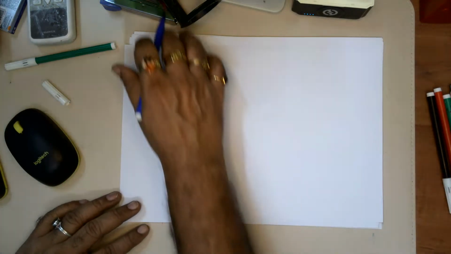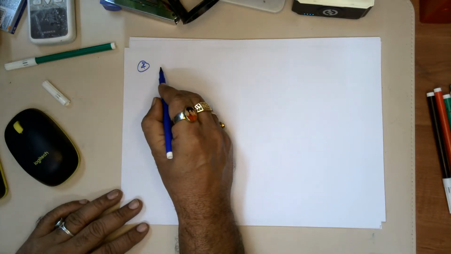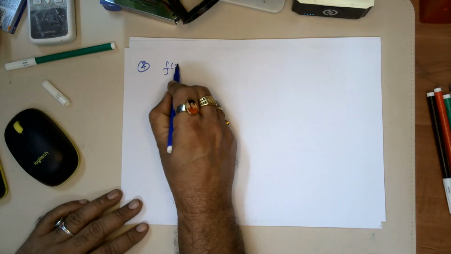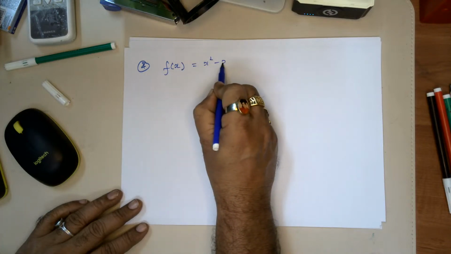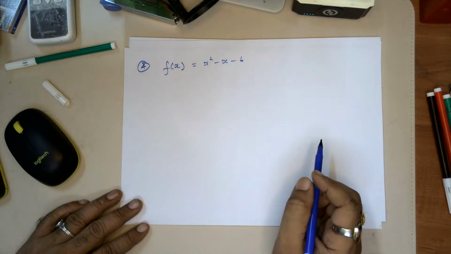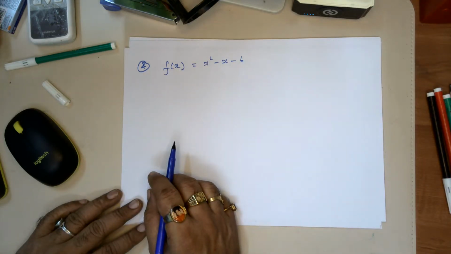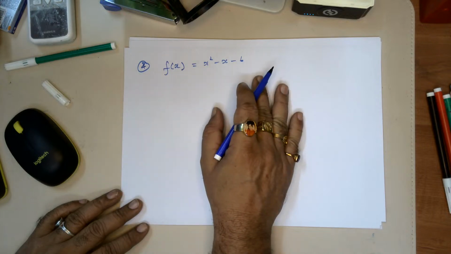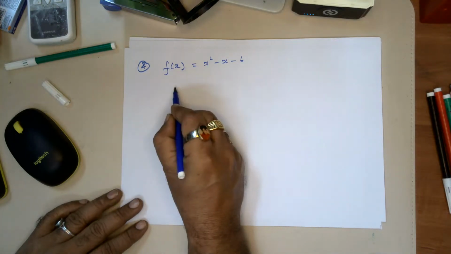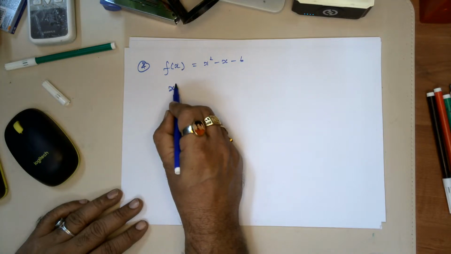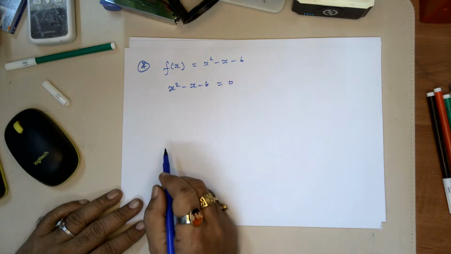Write the zeros of the polynomial. Fourth sum: write the zeros of the polynomial given f of x is equal to x squared minus x minus 6. So this is the given polynomial for which you have to find the value of x. That is, the zeros of the polynomial means you have to find the value of x. So let us consider x squared minus x minus 6 is equal to 0.